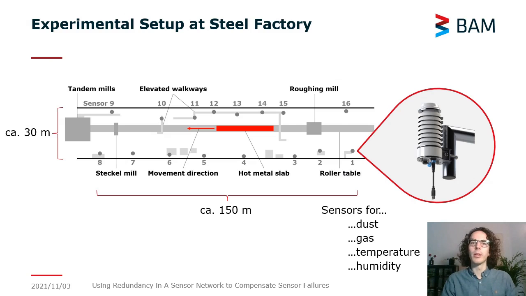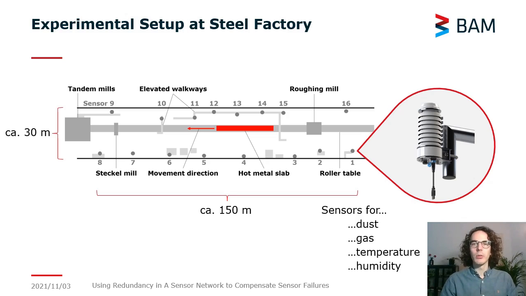This is a simplified layout of our sensor network. We deployed 16 stationary sensing nodes equipped with sensors for dust, gas, temperature and relative humidity in a measurement area that is about 150 times 30 meters large.